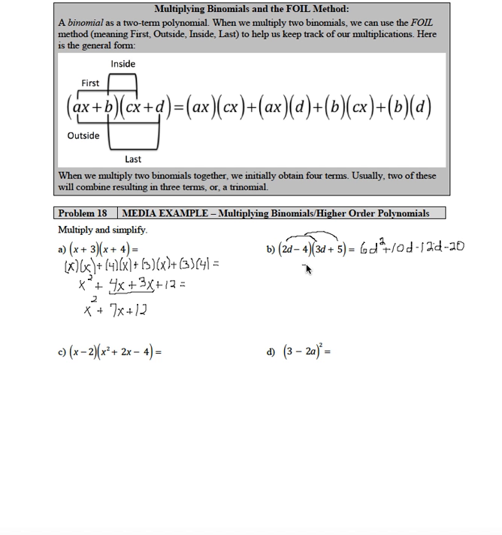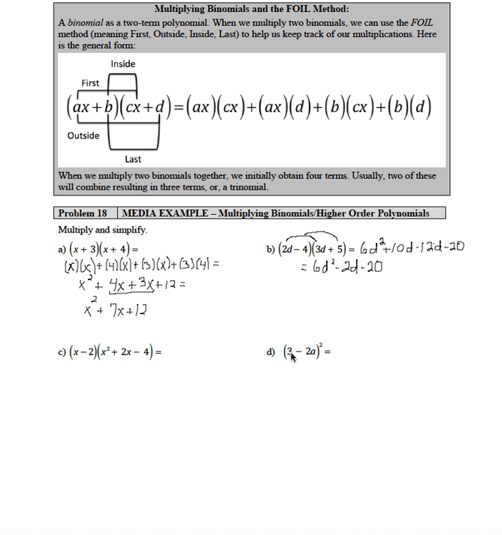If I combine my like terms in the middle, I get 6d squared minus 2d minus 20, and that is my final result. I'm actually going to skip C for a second and go to D.